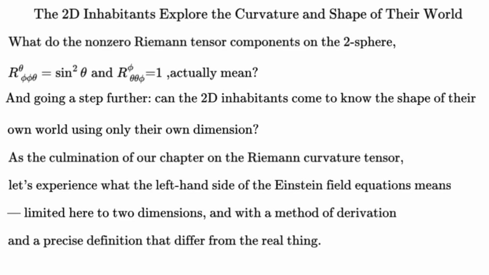The 2D inhabitants explore the curvature and shape of their world. What do the non-zero Riemann tensor components on the two-sphere, R^θ_{φθφ} equals sine squared theta, and R^φ_{θθφ} equals 1, actually mean? And going a step further, can the 2D inhabitants come to know the shape of their own world using only their own dimension? As the culmination of our chapter on the Riemann curvature tensor, let's experience what the left-hand side of the Einstein field equations means, limited here to 2 dimensions, and with a method of derivation and a precise definition that differ from the real thing.